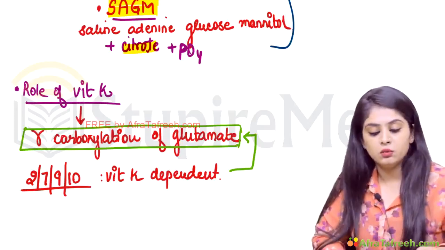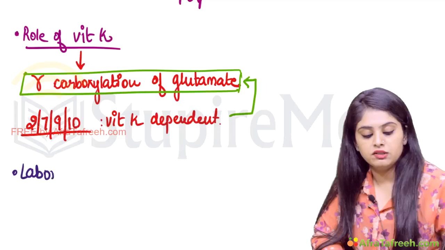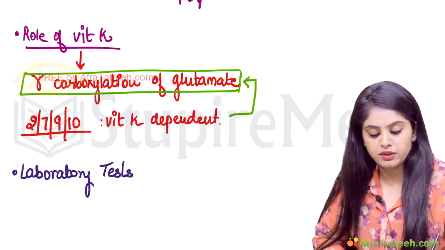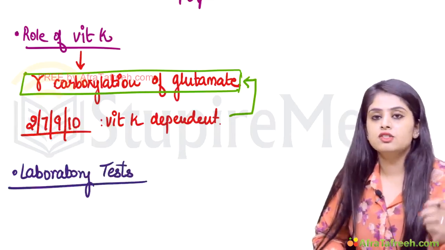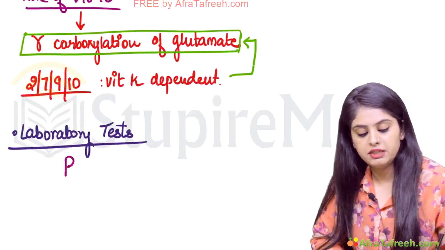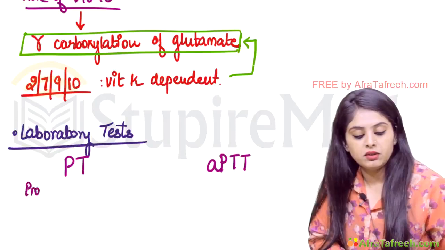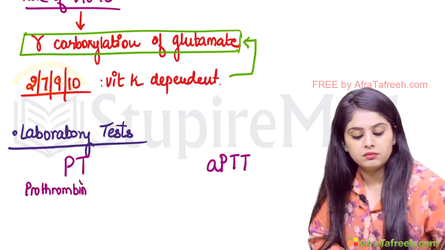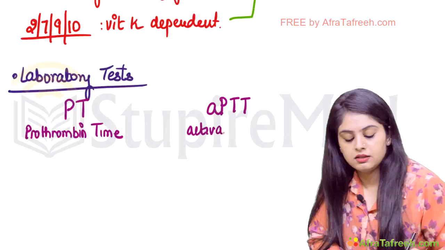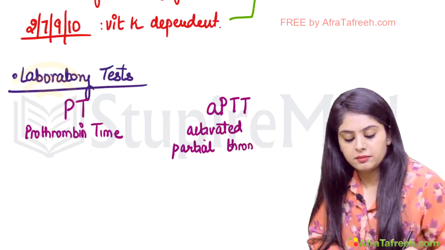Before we end this pathway, one thing that we need to study is laboratory tests. Although this will be covered in detail when we are dealing with platelets, here is a brief overview of the laboratory tests that you need to know. Just the names for the time being. So remember, we have two tests, that is PT and the other is APTT. PT stands for prothrombin time and APTT stands for activated partial thromboplastin time.